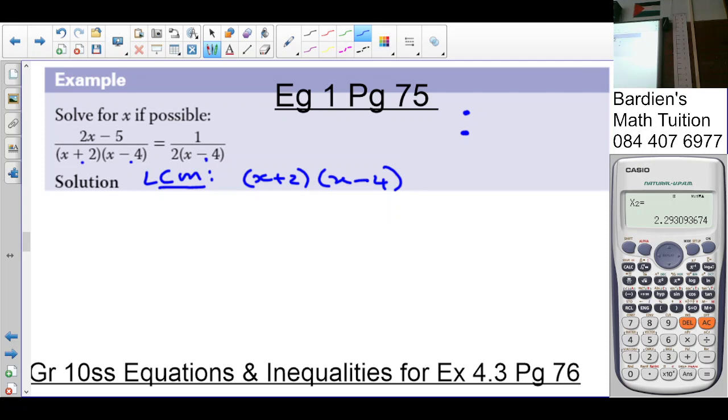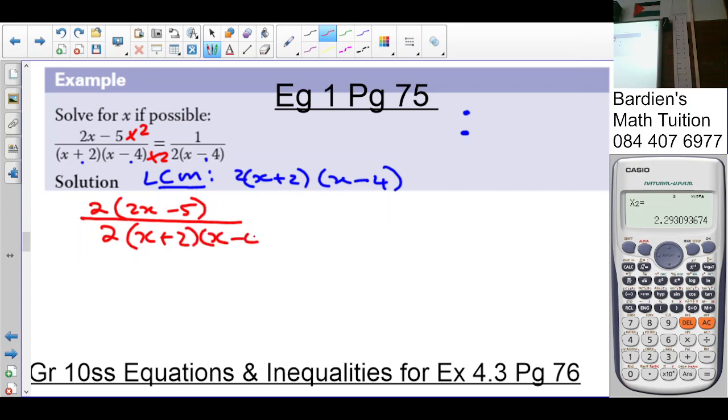However, I'm shorting the 2 there for that denominator, not so? So the question you're asking yourselves: what must that denominator be multiplied by to get the LCM out? It's shorting the 2. You must multiply this by 2, of course. So in other words, we got 2 into 2x minus 5 over 2 into x plus 2, x minus 4. You all agree with that?